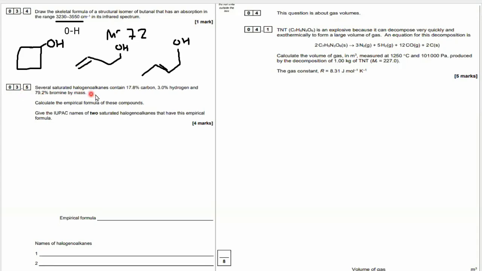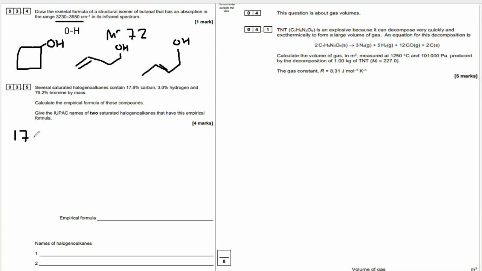Several saturated halogenoalkanes contain 17.8% carbon, 3% hydrogen, and 79.2% bromine by mass. Calculate the empirical formula of these compounds. Give the IUPAC names of 2 saturated halogenoalkanes that have this empirical formula. Okay, so all we need to do here is an empirical formula. You've done these at GCSE.